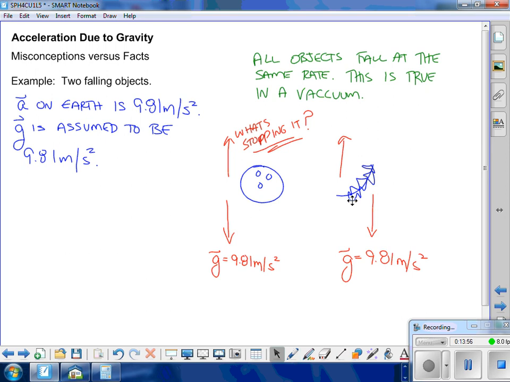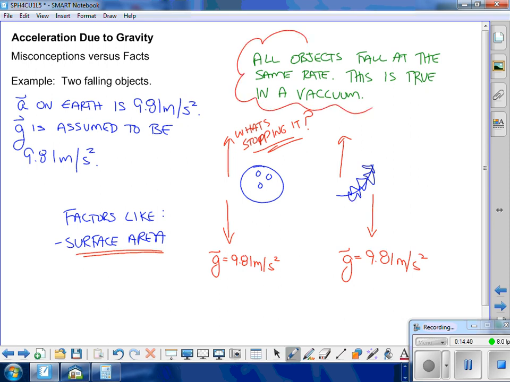But factors like surface area play a large factor. Now, how heavy an object is has no impact on gravity, on the 9.81. It has no impact on that acceleration. In terms of force, yes, and we're going to talk about this a little bit later. So at this point, you've got to trust me that surface area is the major factor that influences how fast an object will fall in terms of velocity. But this statement up here is true for all objects.